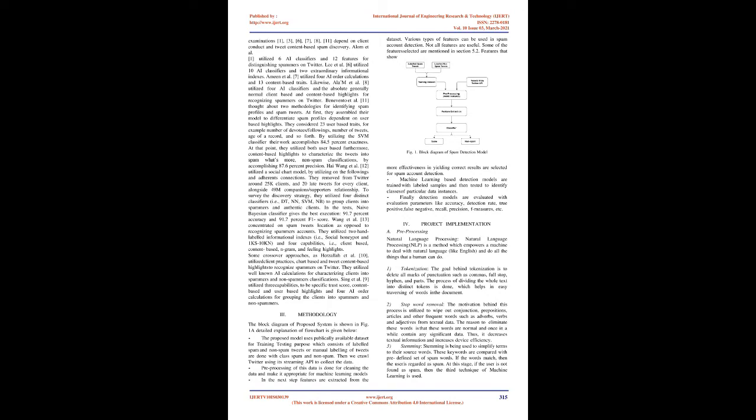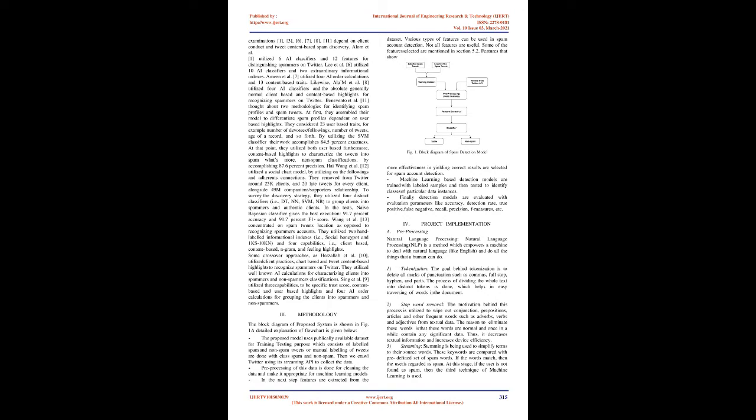Authentic selection of features makes an unbelievable impact on the recognizable proof model. A significant assessment is done on authentic getting of classifier that fits the area criteria and yield higher throughput. In the following, we present the proposition for recognizing spammers' profiles and spam tweets, which are based on the client's profile and practices. Most of the past examinations 1, 3, 6, 7, 8, 11 depend on client conduct and tweet content-based spam discovery. Ulam et al. 1 utilized 6 AI classifiers and 12 features for distinguishing spammers on Twitter.